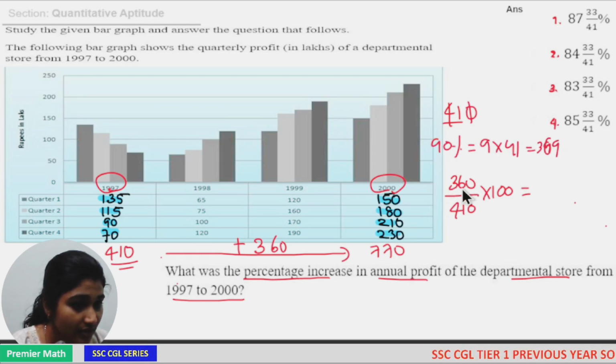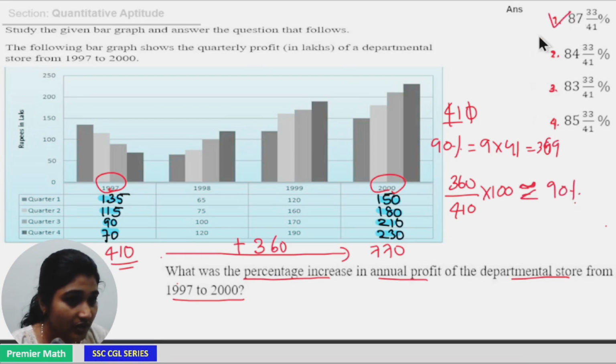But here it is 360. 360 is less than 369 means our answer should be less than and nearest to 90 percentage, which is option 1. 87 percentage is less than 90 percentage and nearest to 90 percentage.